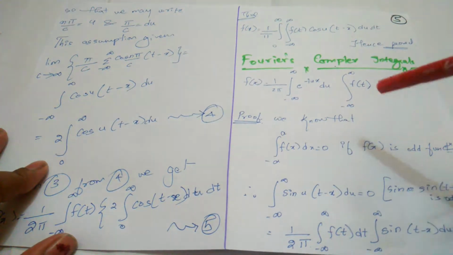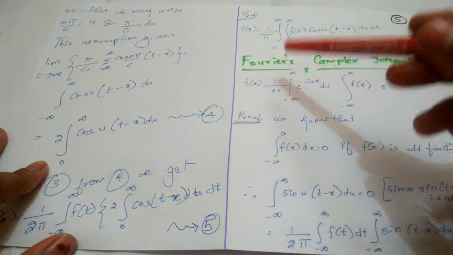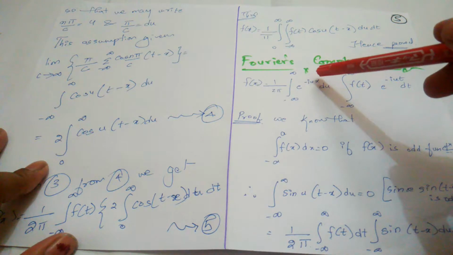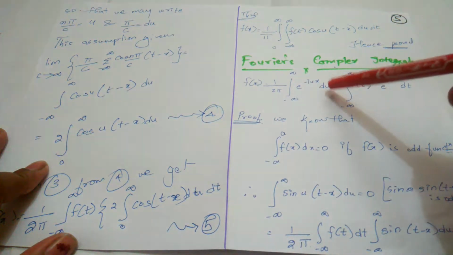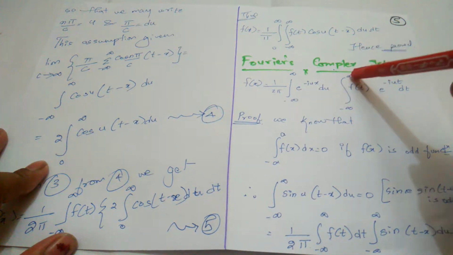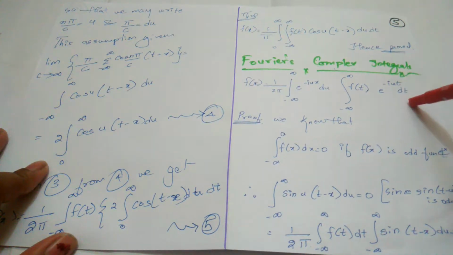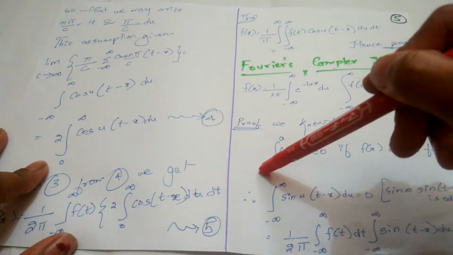So in this proof, f of x is equal to 1 upon 2 pi integral minus infinity to infinity e raised to minus iux du, integral minus infinity to infinity f of t e raised to minus iut dt. Okay, so let us start our proof.